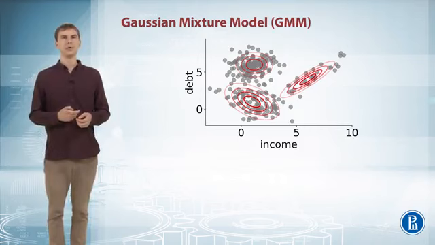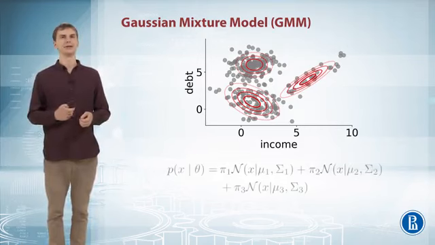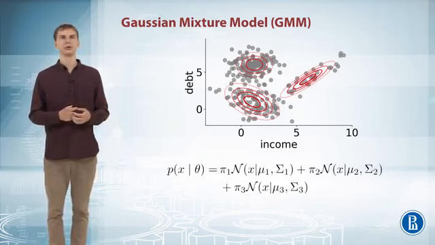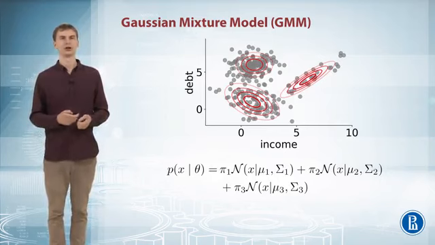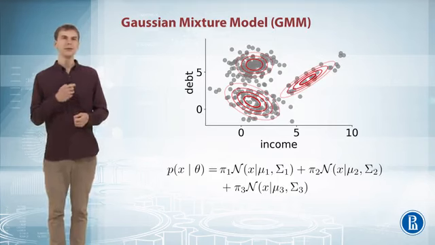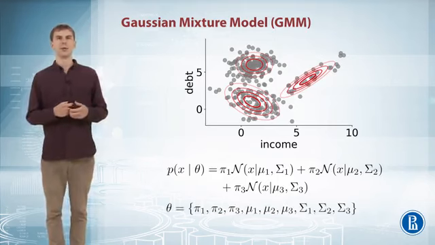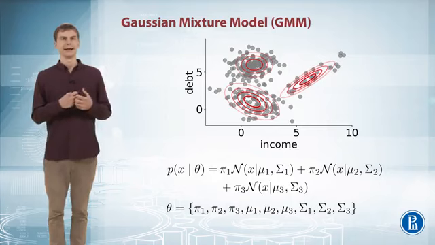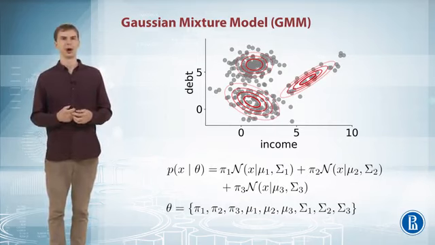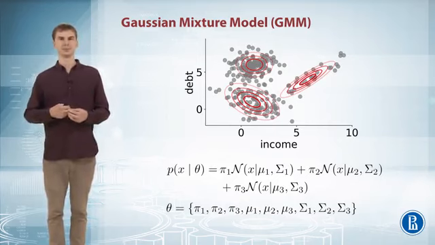Or if you put it more formally, then the density of each data point equals the weighted sum of 3 Gaussian densities. And the weights pi are some non-negative numbers which sum up to 1 to make an actual probability distribution. So the parameters theta here are the weights pi and 3 groups of parameters of 3 Gaussians. It's their locations, the mu vectors, and their shapes, or their covariance matrices sigma.